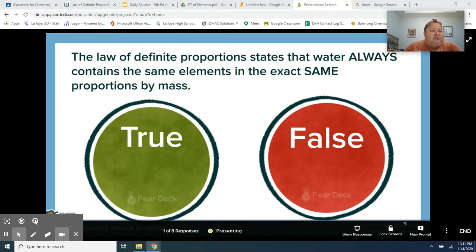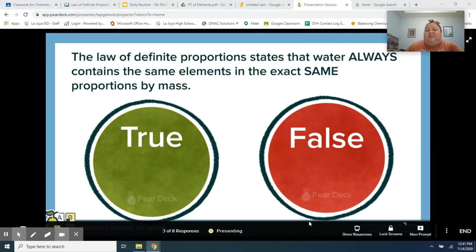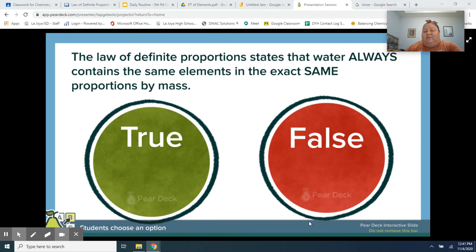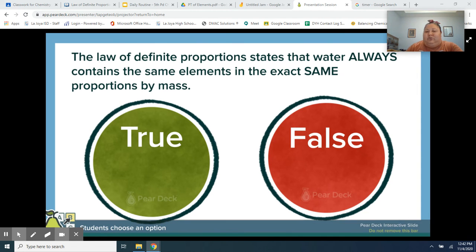True or false? Okay, if you're getting kicked out and you're coming back in and you left the Pear Deck, let me put the link in case you need it again. All right, so is that a true statement or a false statement? Does the law of definite proportion state that water always contains the same elements in the exact same proportions or amounts, right? Proportions just means how many there are. Okay? True or false? If you are not in the Pear Deck, you are to be posting in the chat. And I don't see anything right now in the chat about true or false.